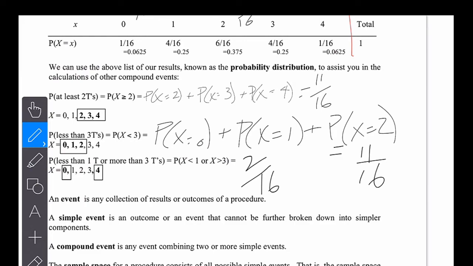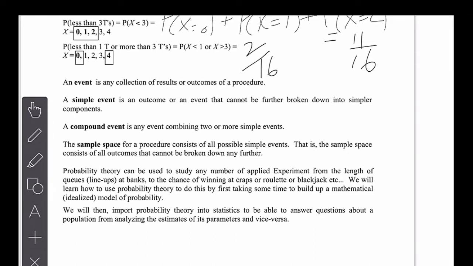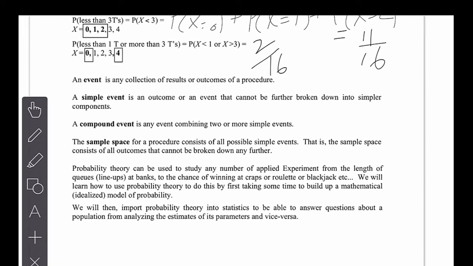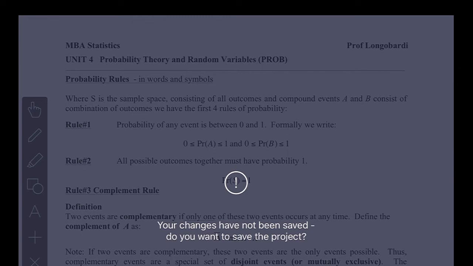So, from that illustration, we understand an event as any collection of results or outcomes of a procedure, in this case flipping 4 coins. A simple event is an outcome or an event that cannot be further broken down into simpler components. A compound event is a combination of those simple events. And I'll never test you on this terminology, it's just so that you can read through the notes. I've just provided the definitions here. And remember, the sample space for a procedure consists of all possible simple events. That is, the sample space consists of all outcomes that cannot be broken down any further.